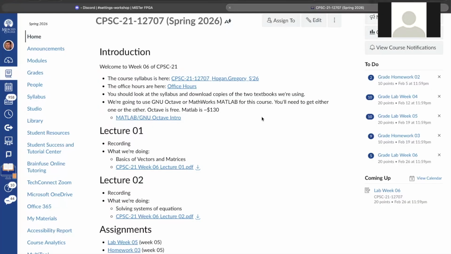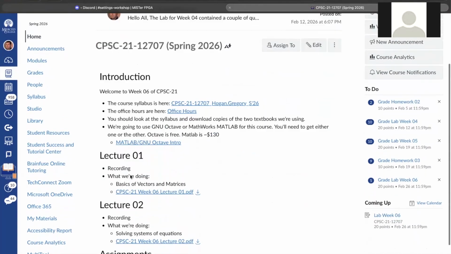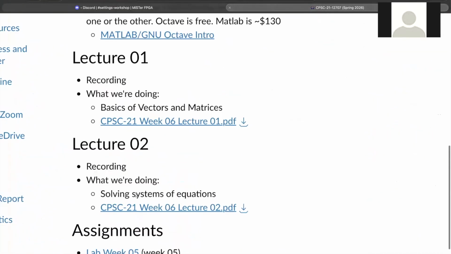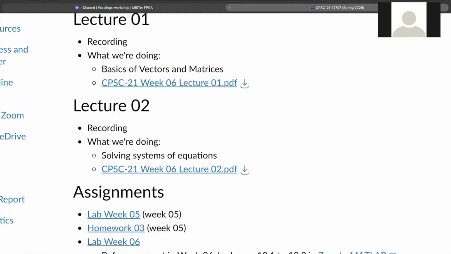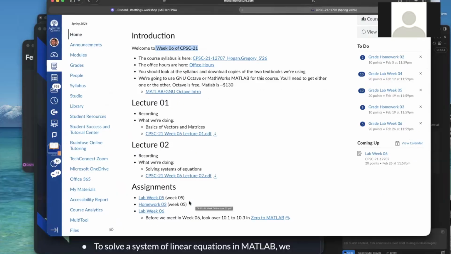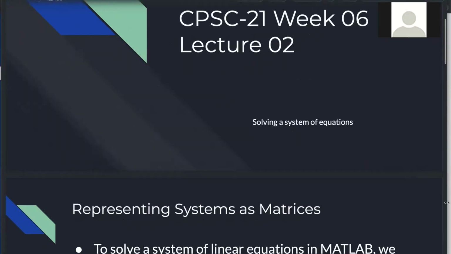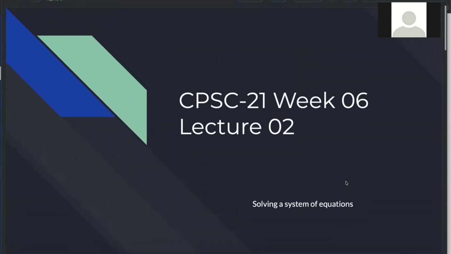Hello, everybody. So this is going to be the lecture two for week six, I think. And what we're going to be going over is solving systems of equations. So in the week six page, you'll find the week six lecture two PDF. You can download that. I've already got it open right here. And so this is going to be demonstrating what we can do with linear systems of equations in MATLAB.